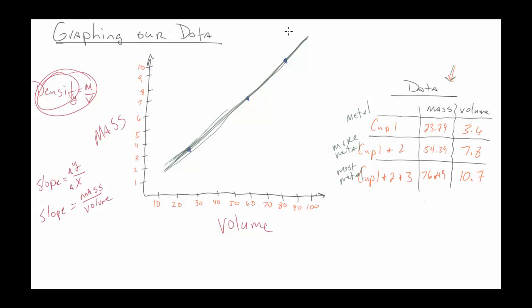And I know at this point some of y'all are thinking, Mr. Dillon, what the heck? I could just take the average of those 3 data points and I could come up with the average density.